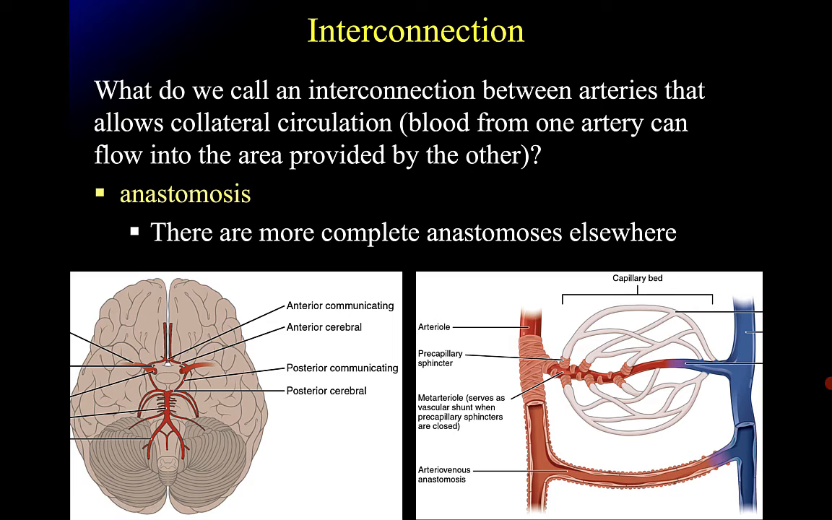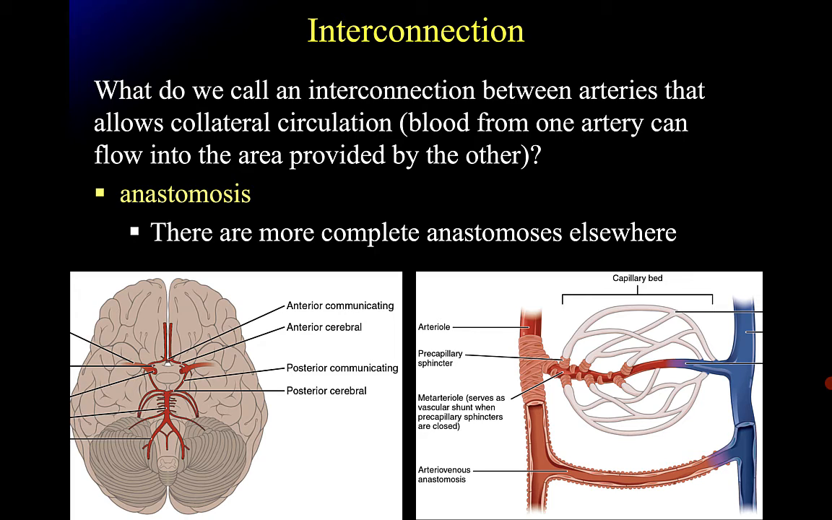Now it ends up that on the back side of the heart, we sometimes have what we refer to as an anastomosis. So this is an interconnection between arteries that can allow collateral circulation, where blood from one artery can flow into the area that's provided by the other one. This is particularly important should there be some kind of blockage. It ends up that you don't want to rely on this in your heart. For the most part, people have relatively small vessels forming anastomoses on the back of their heart, and relatively few people have a significant anastomosis there, such that if they were to have a blockage on one side, they would actually get really good collateral circulation.